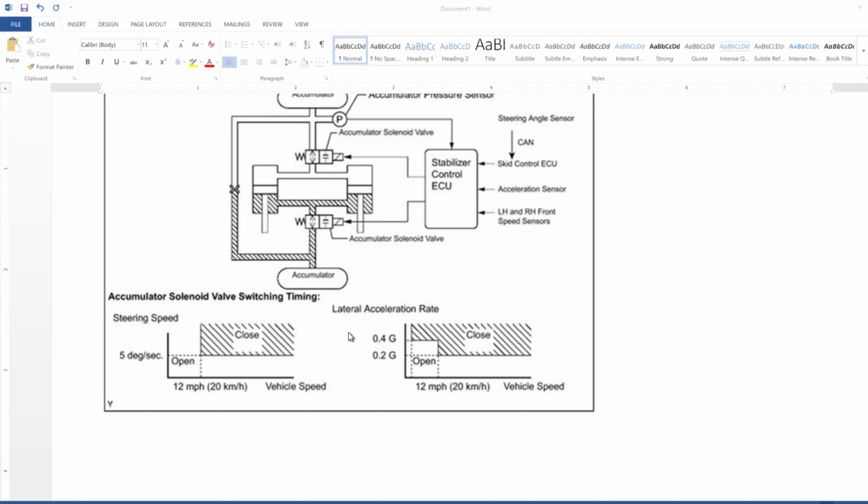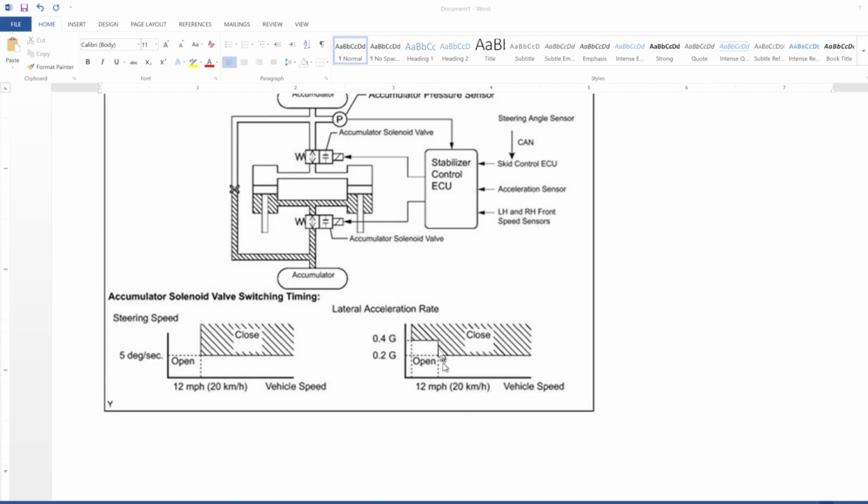The human brain is not very scientific that way. But I did some testing that you'll see to prove to myself that there was no difference. And then I found this chart, which is like, oh, duh, of course there's no difference. Anyways, lateral acceleration rate is another thing that will cause the accumulator solenoid valves to shut.